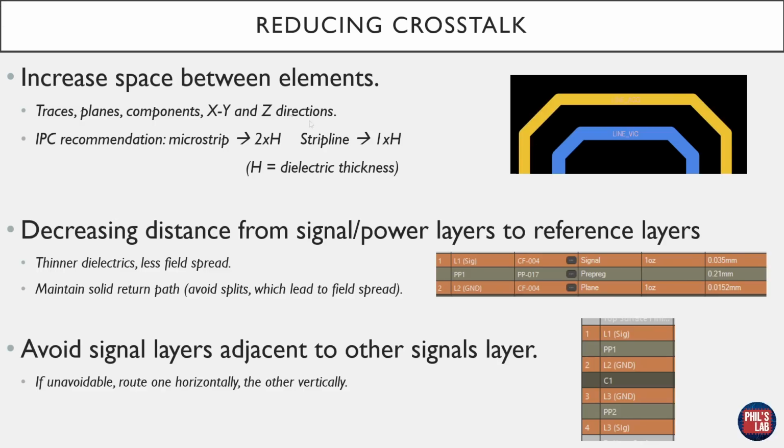IPC recommends for microstrips to have a 2H spacing, so H being the dielectric thickness from the signal layer to a reference layer, and for strip lines 1H. However, this is of course entirely situation dependent. If you really have to have a lot of isolation, so reduce the amount of crosstalk you have between traces, you'll have to probably space them much further apart.